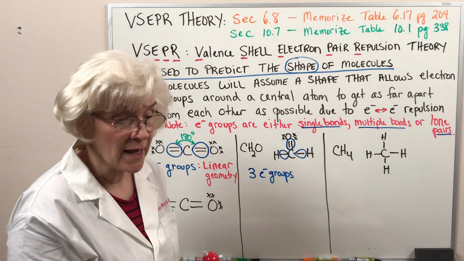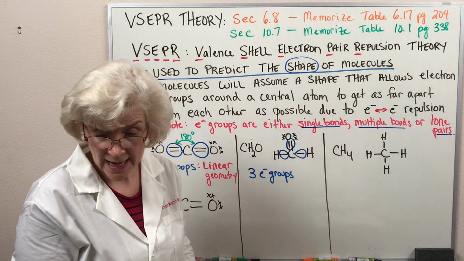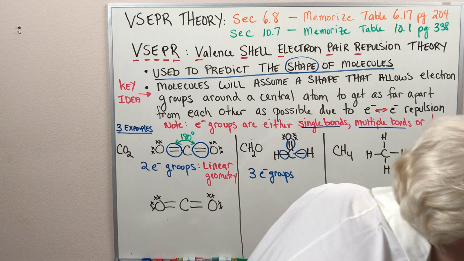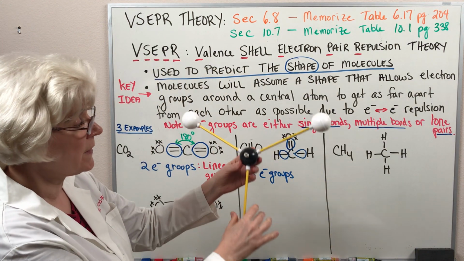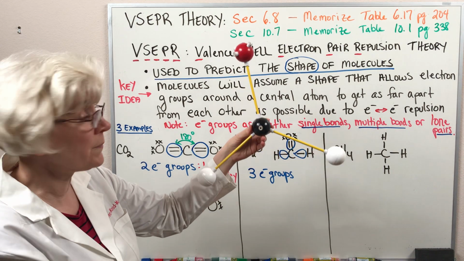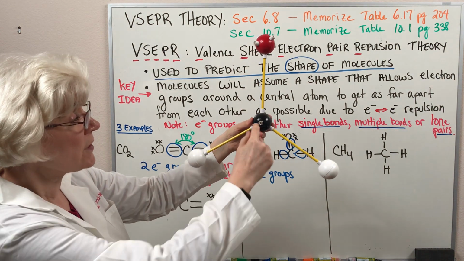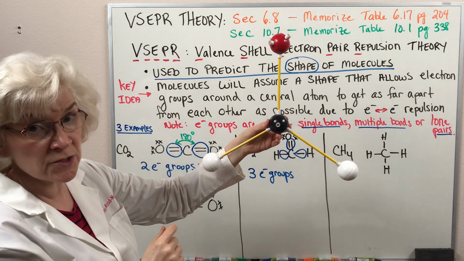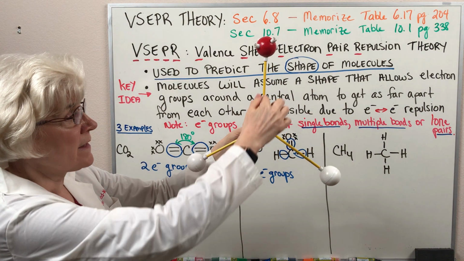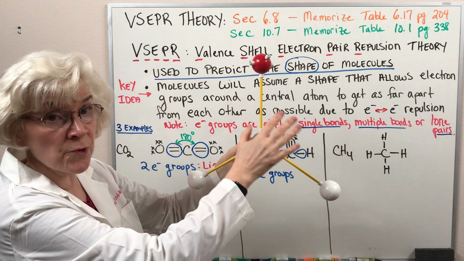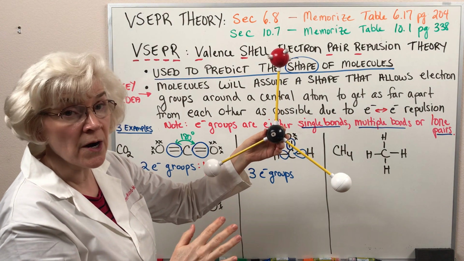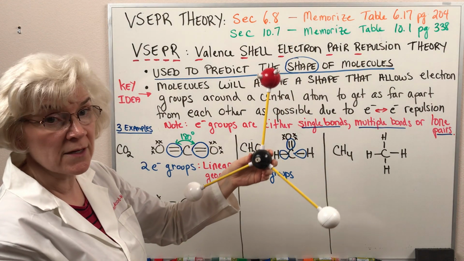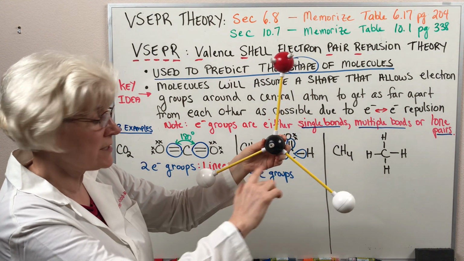And what do 3 electron groups do to get as far apart from each other as possible? And the answer is they assume what we call a trigonal planar shape. So looking at the formaldehyde molecule with the yellow sticks representing the electron groups, I see that these 3 electron groups, in order to maximize their distance apart, are assuming a trigonal planar shape with bond angles of 120 degrees.